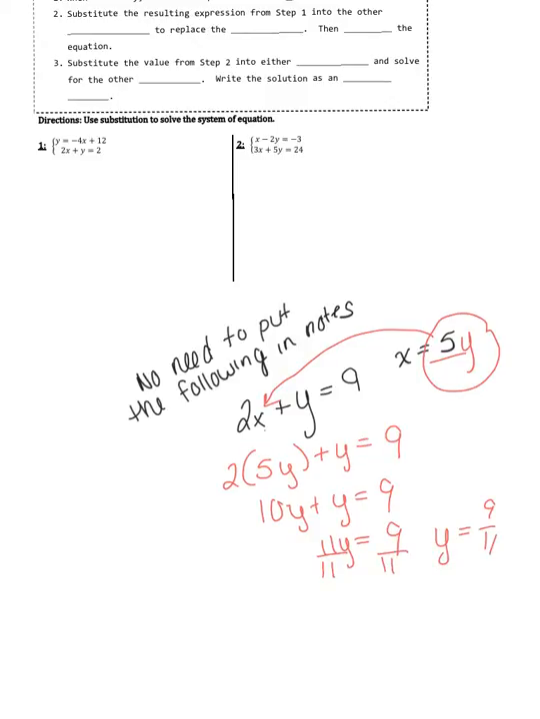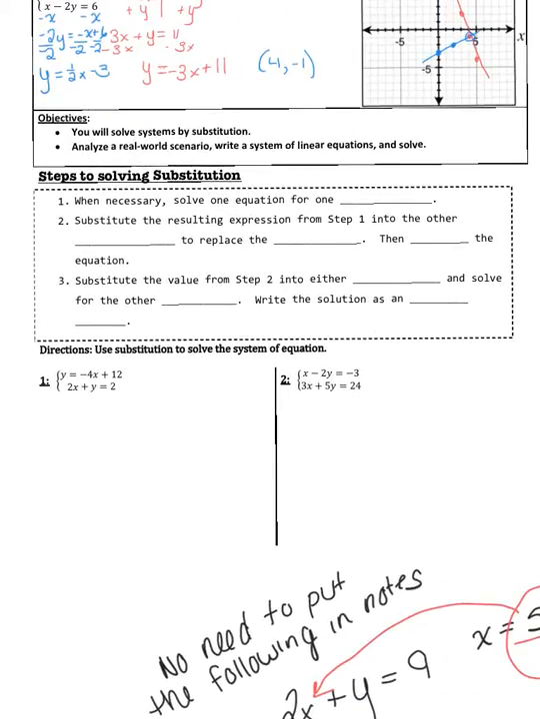So let's dive into our notes here. Here are the steps that we take. When necessary, we solve an equation for one variable. Then we substitute the resulting expression from step 1 into the other equation, to replace the variable, like what you saw in that example down there. Then solve the equation.